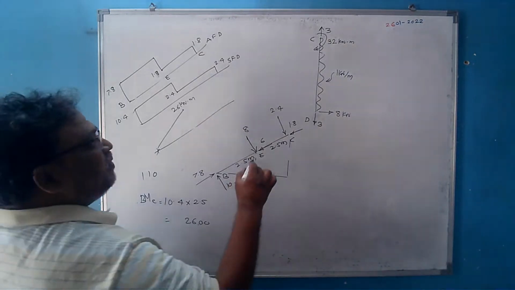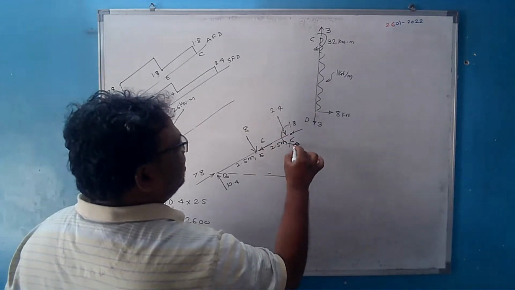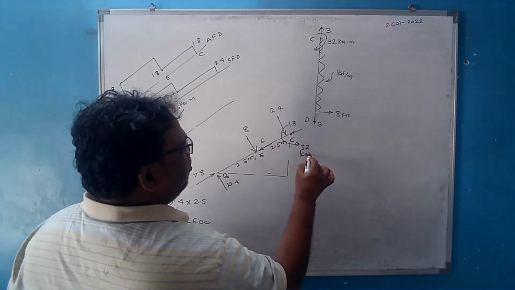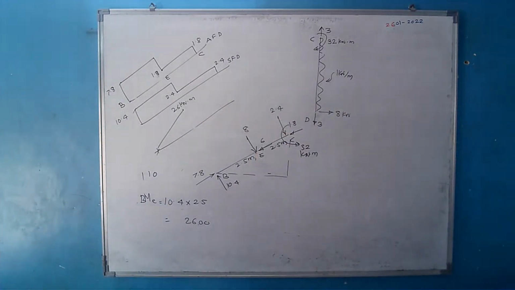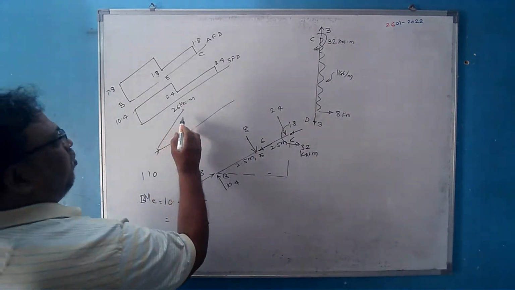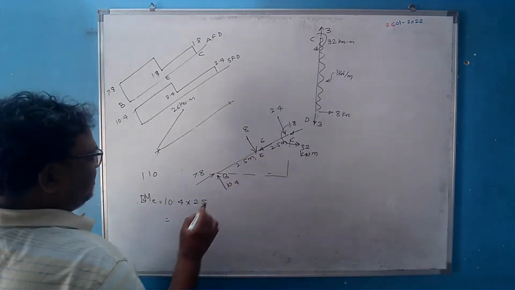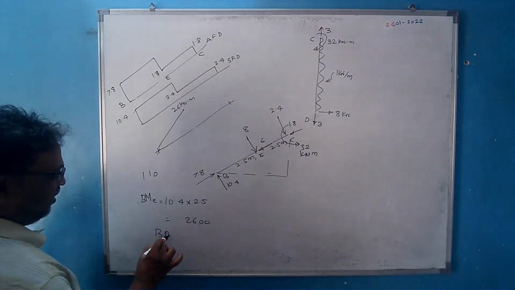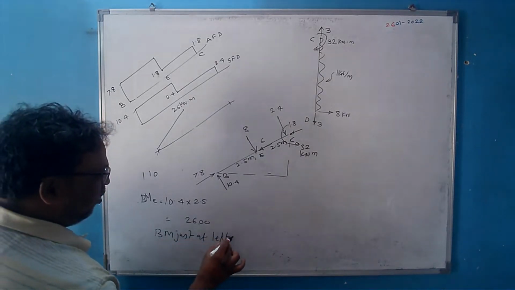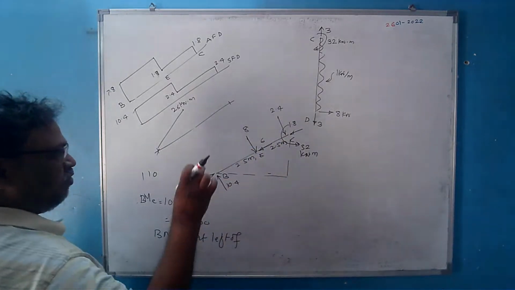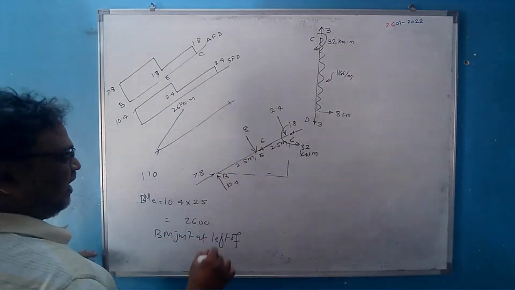Okay, here there was also a couple. How much was that couple? 32. We have not written it here. It is 32 kilonewton meter. So now what about the bending moment just left of B? Because wherever a couple comes, we have to consider just left or just right.